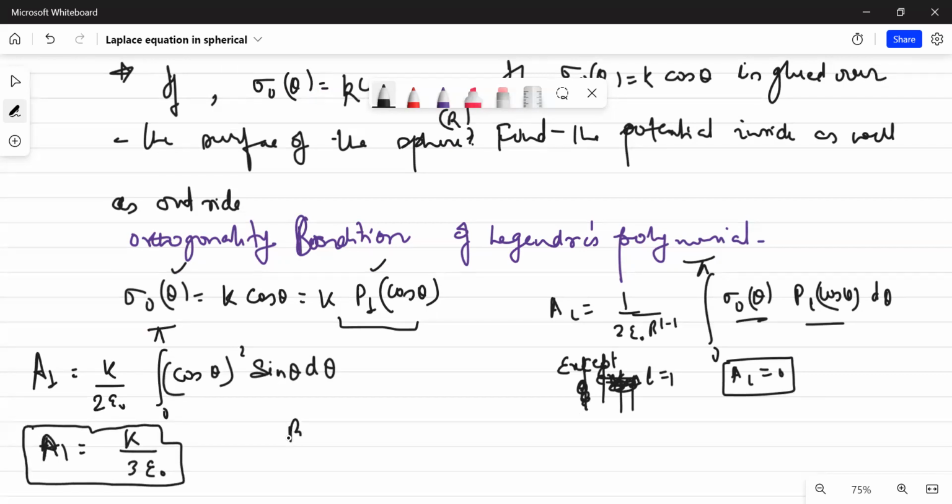Once you know that your A1 is this, you can also know that your B1 would be A1 into R raised to power 2L plus 1. So this will be like A1 into R cube. Is that clear? Since ALs are 0 except for L equal to 1, so BLs would be 0 except for L equal to 1. Is that clear?